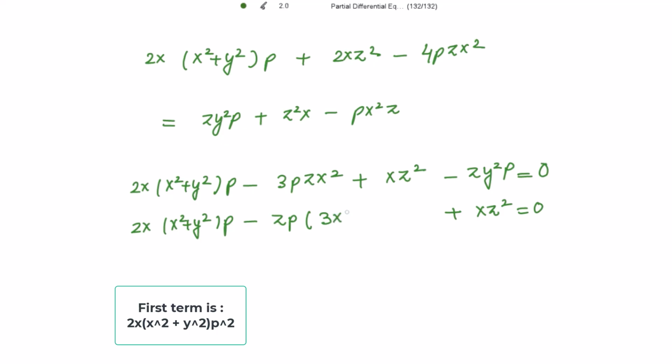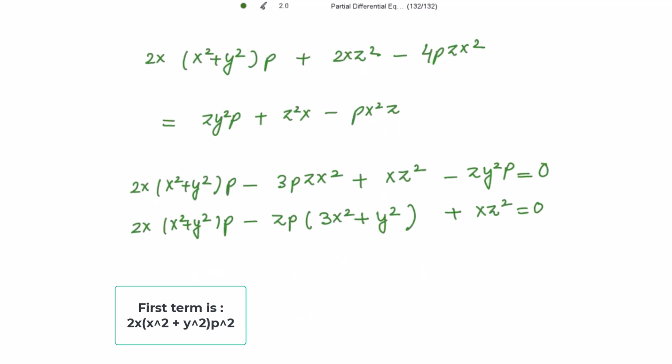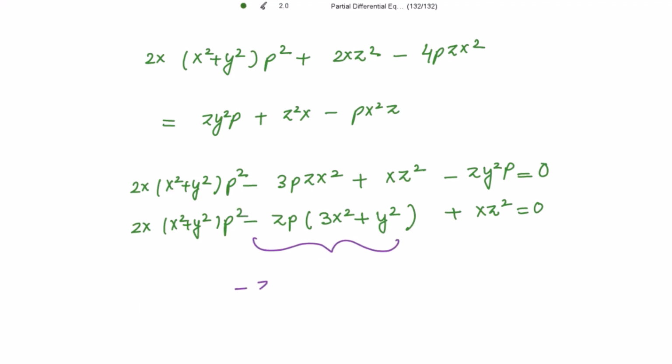So this is 3x square plus y square, right? Sorry, this is p square. Very sorry, this is p square. Let's write this term to be minus zp. In place of 3x square I am writing x square plus y square plus 2x square, right? And now separating this, we get minus zp(x square plus y square) and then minus zp(2x square).